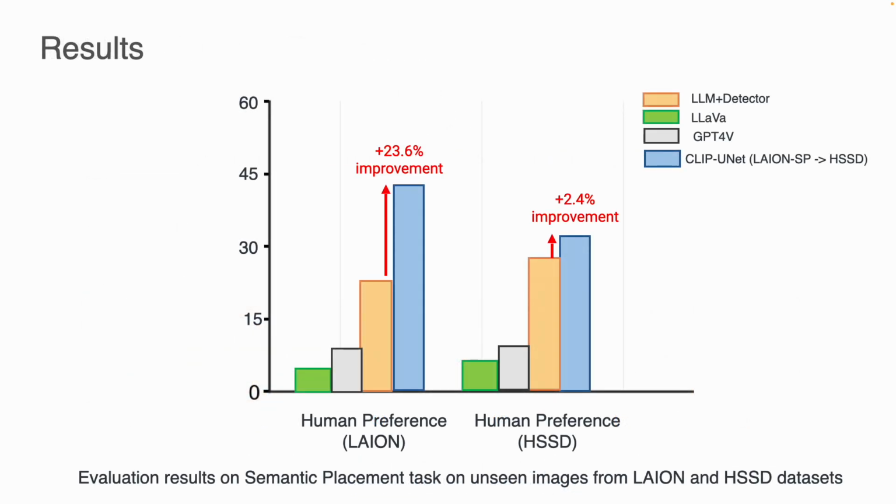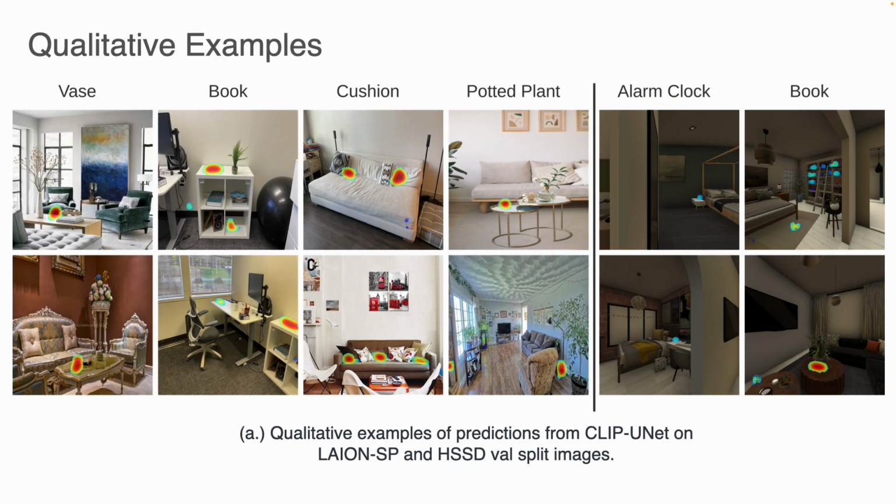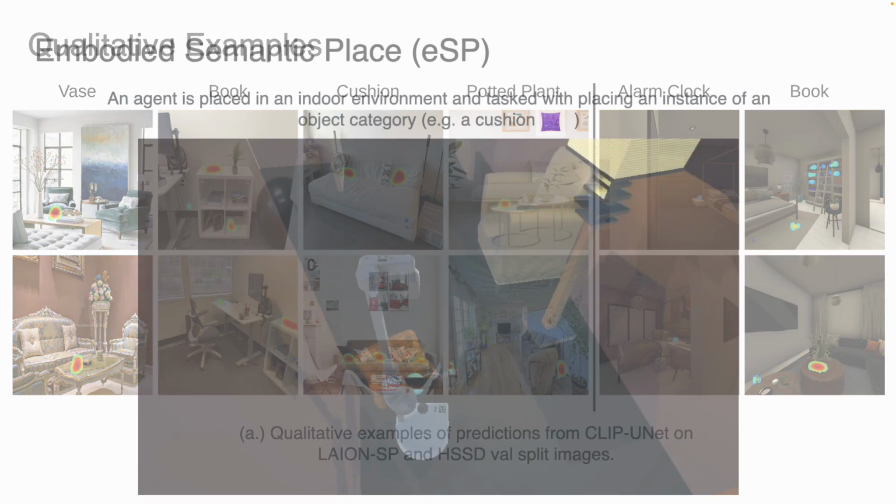We find our proposed method outperforms all 3 baselines on human preference by 23% on real-world images and 2.4% on HSSD images. Here are a few qualitative examples of our predictions from LAION SP and HSSD val images. These examples show our model is able to effectively learn semantics of precise object placement, like vases go on the center of coffee tables, books go on bookshelves and desks, and cushions go on couches.